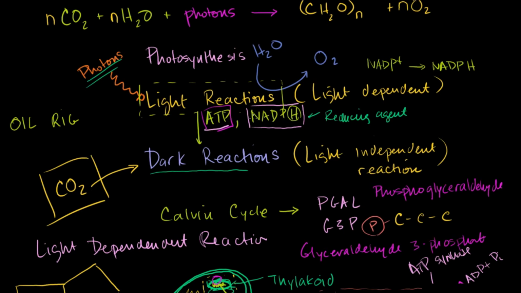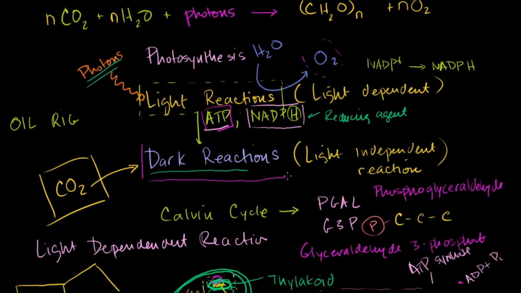And then another byproduct is that we needed an electron to replace that first excited electron, so we take it away from water. And so we also produce oxygen, which is a very valuable byproduct of this reaction. But now that we have this ATP and this NADPH, we're ready to proceed into the dark reactions.